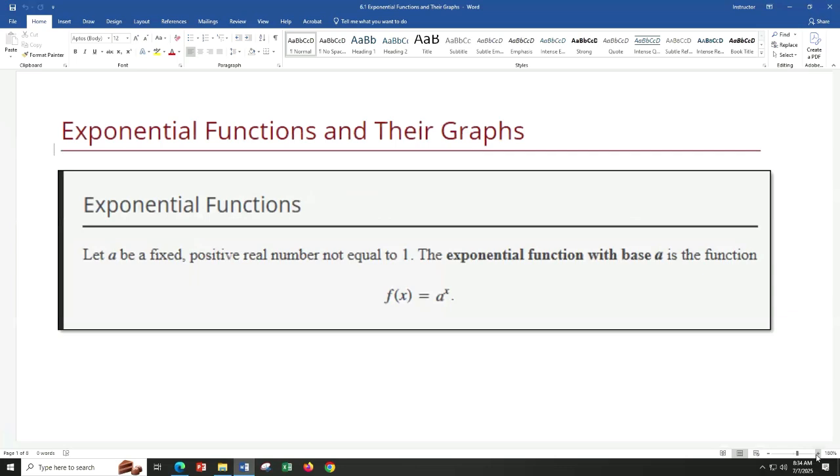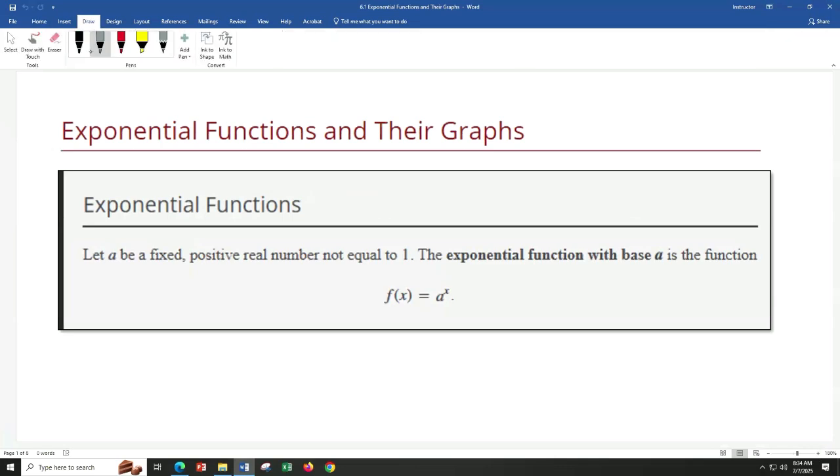Exponential functions and their graphs. Okay, so here's today. We are starting 6.1. Exponential functions and their graphs. Okay. Let a be a fixed, positive, real number not equal to 1. And then you have the exponential function where they say f of x equals a to the x.